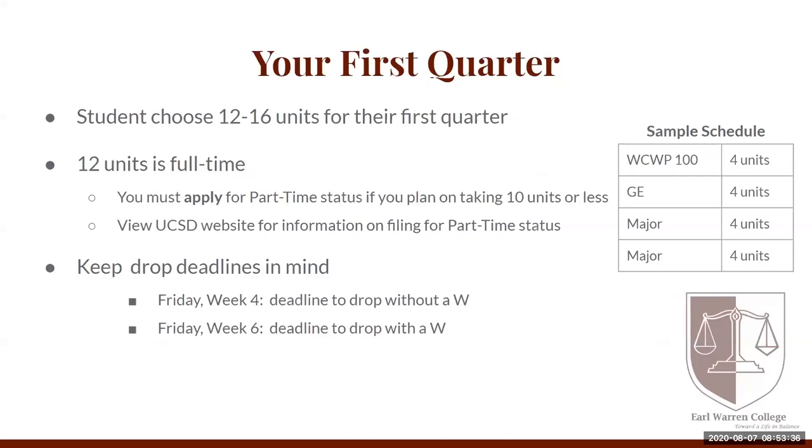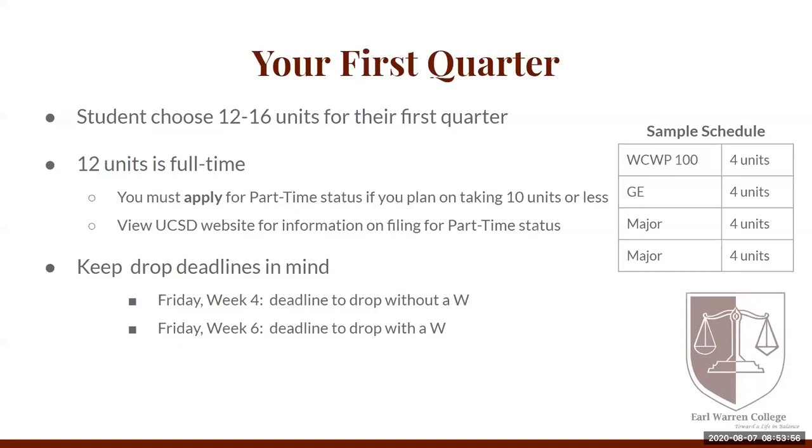As for your first quarter, when you are creating your course schedule, plan to enroll in 12 to 16 units, which is usually 3 to 4 classes. A sample schedule, such as this one in the upper right-hand corner, might be Warren Writing 100, one GE course, and one or two courses for your major.